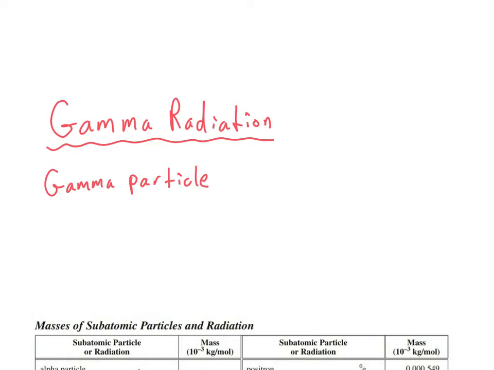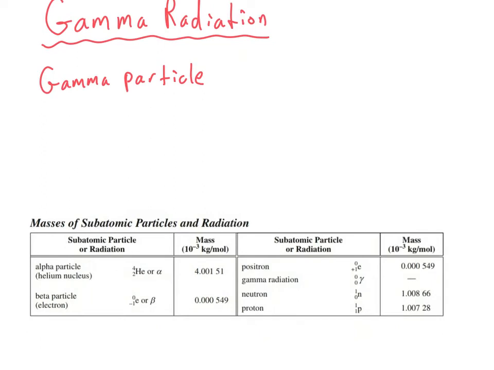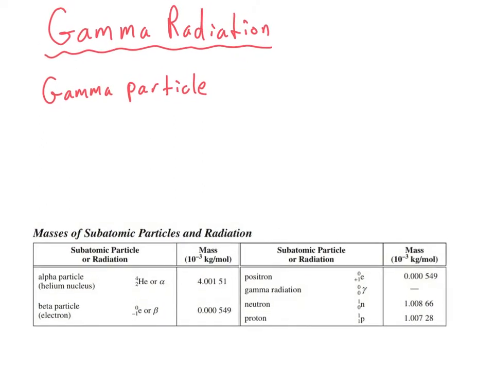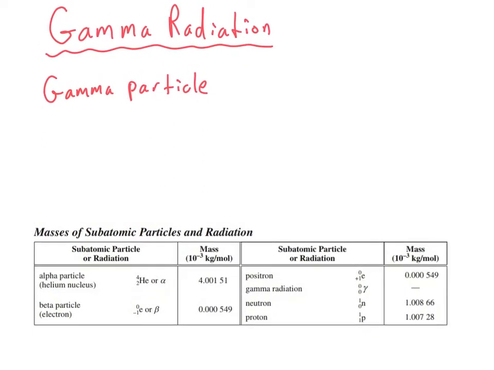And so we'll take a look at how that looks. Now, once again, if we go to our table here and we look up what a gamma radiation particle looks like, here it is right there. So you see the 0, 0, and then the symbol there, gamma. So right there, kind of like a little Y, if you will. Okay, and that's our gamma particle.